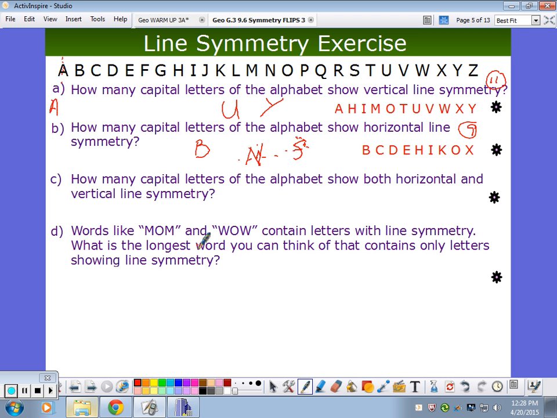How about both? I want one letter, right? Each letter that has both horizontal and vertical. How many did you get there? 3. What did you get? 4. Jerry, how many did you get?